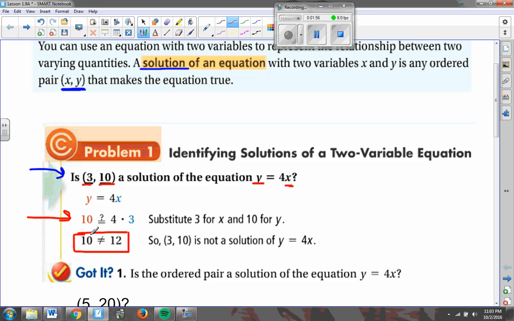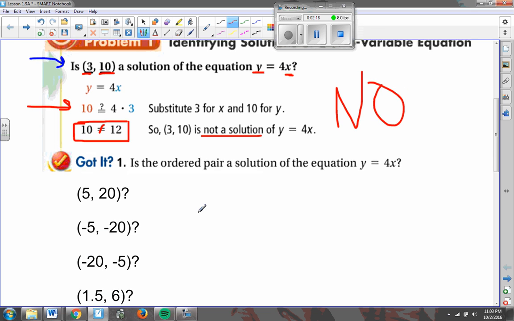Are 10 and 12 equal? No, they're not equal. So (3, 10) is not a solution because 10 and 12 are not equal to each other. So (3, 10), this point that they tried to give me, is not a solution. So we would say a big fat no on that one. Okay. So now I have another equation here for you.